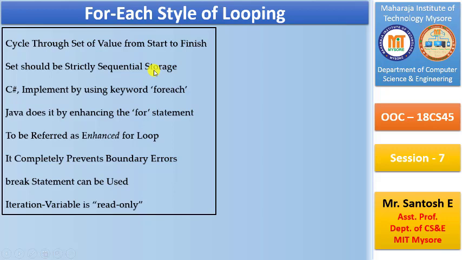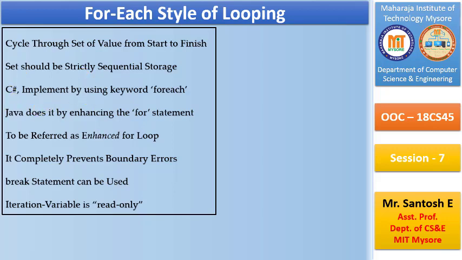That is, we say an array is a sequential element, sequential storage, sequential allocation. Hence, whenever you want to use the for each loop or for each style of looping, make sure you use it on sequential storage of values.